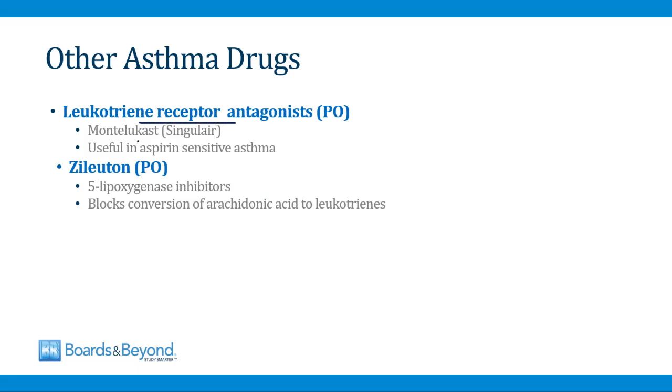Leukotriene receptor antagonists, the main one is Montelukast, which goes by the trade name Singulair. This is particularly useful in aspirin-sensitive asthma, and we'll talk about why in a few slides. The other drug that inhibits the eicosanoids is Zileuton. It's an oral drug. It inhibits 5-lipoxygenase, and as we just saw in the last slide, it blocks the conversion of arachidonic acid into leukotrienes.